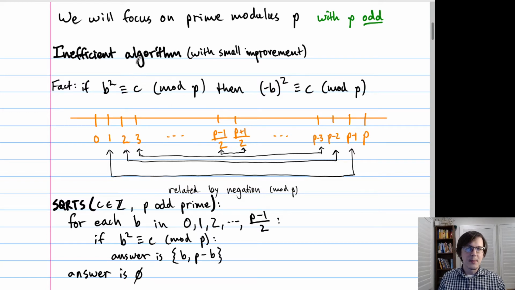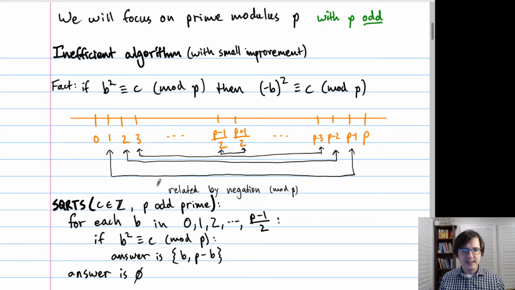Let's consider a small improvement, just for the sake of exercising our understanding of square roots. Since whenever b is a square root of c, negative b is also a square root of c, between every pair of numbers here, so 1 and p minus 1, which is negative 1, and 2 and p minus 2, which is congruent to minus 2, we only need to actually check one of each pair. So that's the small improvement. We only have to consider half of the possible b's.